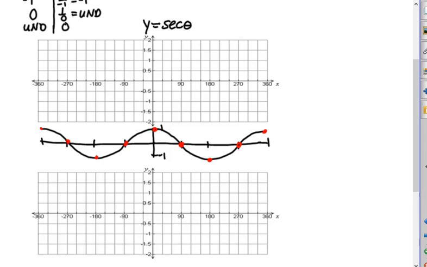So let's think about what happens at those key points. Let's think about theta. Sorry, I'm going to make kind of three columns: theta, cosine of theta, and secant of theta.